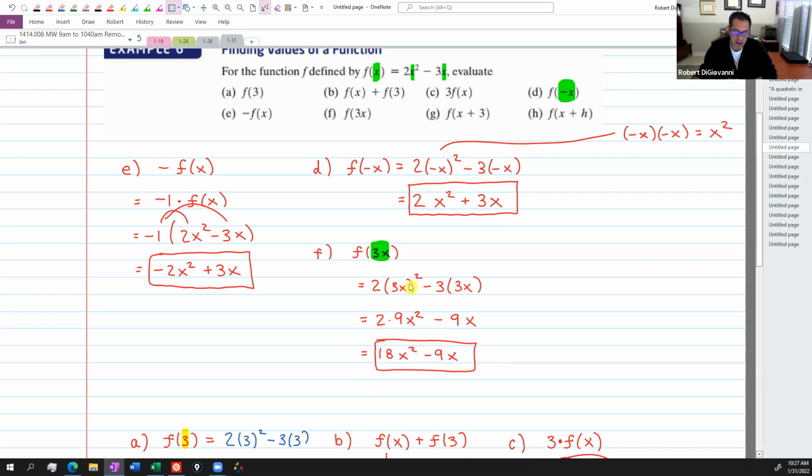So just be careful there. You have to square the 3x first before you hit anything with the 2. Don't hit it with the 2 first and make that a 6 and then square. That's wrong. Order of operations. Square, then the 2.